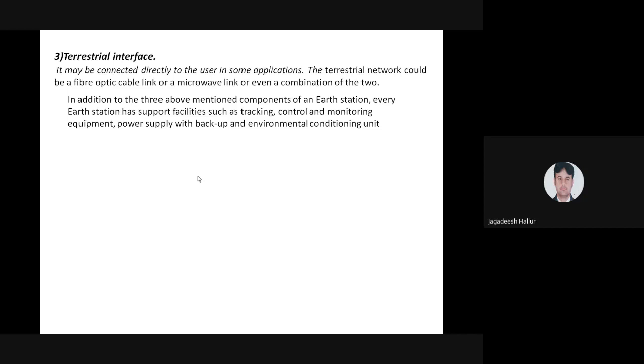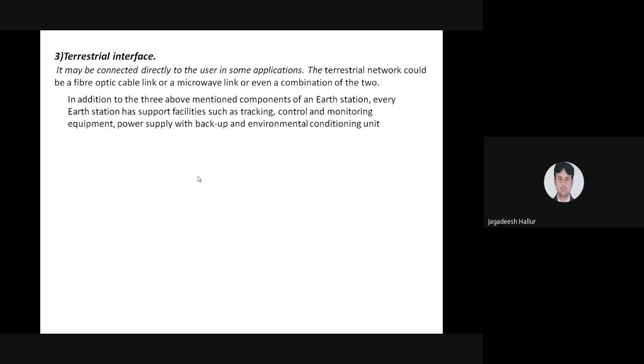In addition to the three above-mentioned components of an Earth station, every Earth station has support facilities such as tracking, control and monitoring equipment, power supply backup, and environmental conditioning unit. All these points you have studied in the second unit. The Earth station is always present on the Earth for communication purposes. We require some equipment. Those equipments are called subsystems.